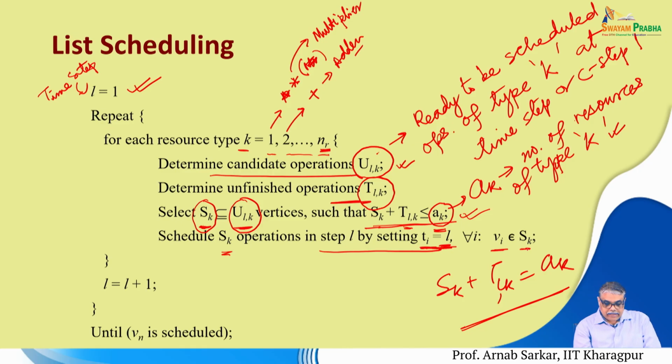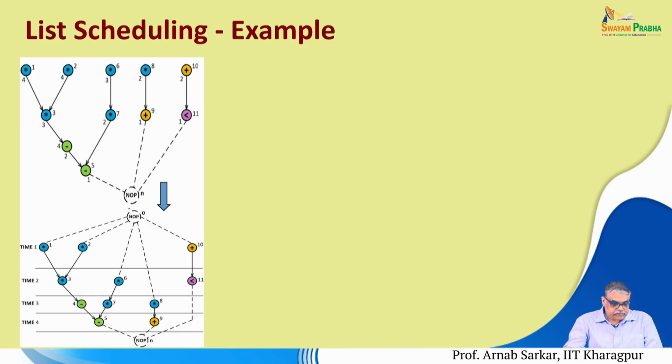After you have done this for time step L, you increase time. So, you do this for all types of operations that are available, then you increase time and go on doing the same thing. We take an example and understand this.